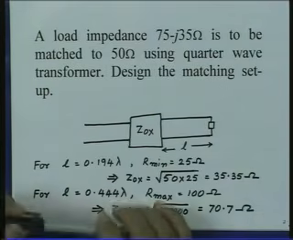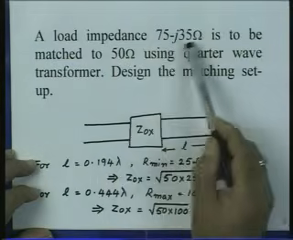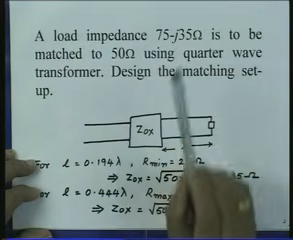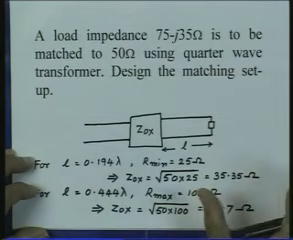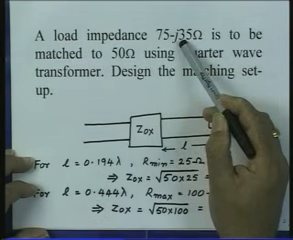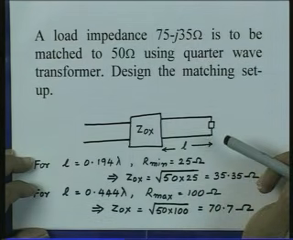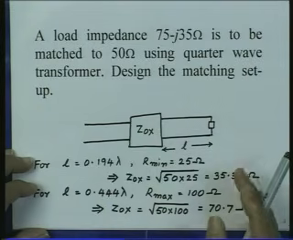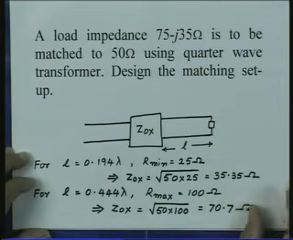Now, if you recall, the quarter wave transformer can match two resistive impedances. Since our characteristic impedance is real, any real impedance can be matched to the characteristic impedance. However, the impedance given to us is a complex impedance, 75 minus j 35 ohms. So, by using a section of a transmission line, first we must transform this impedance to a real value. At that location, we insert a quarter wave transformer and we get a match.